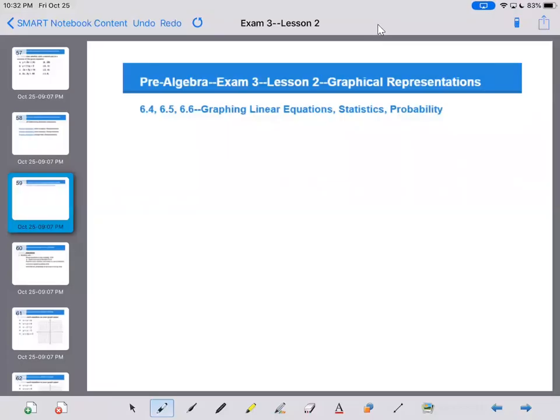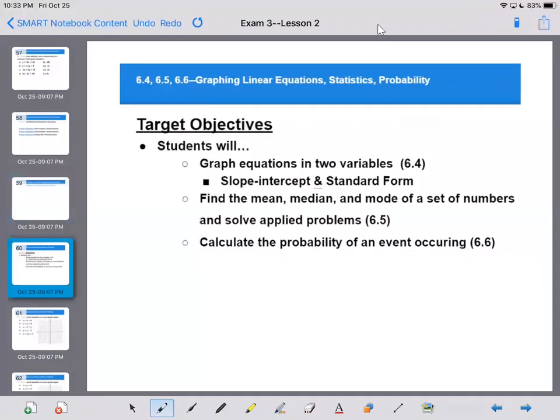So this begins part 2 of our video series on graphical representations. So we're going to look at different types of linear equations, how we can graph those, looking at different statistical models, mean, median, mode, and then look at some probability types of situations. So here's our, as you can see, our objectives. So we're going to begin that idea of graphing in two variables, slope, intercept, and standard form.